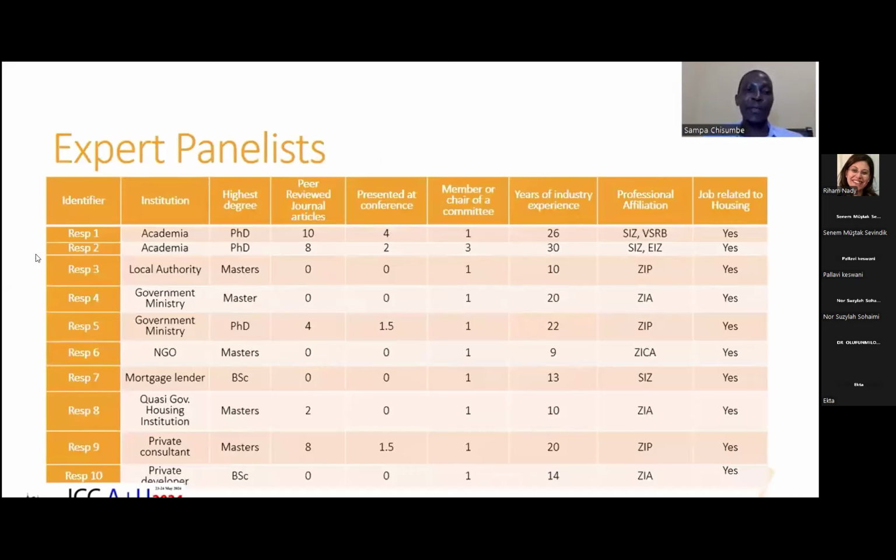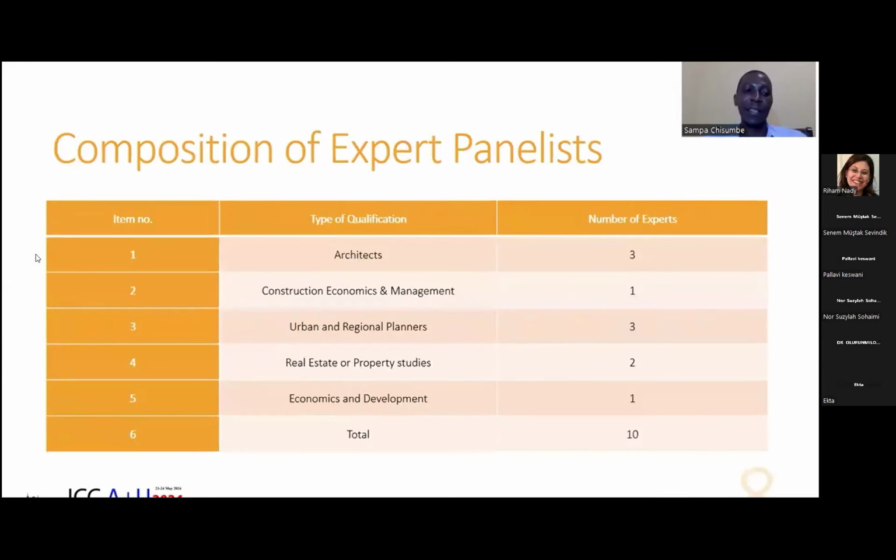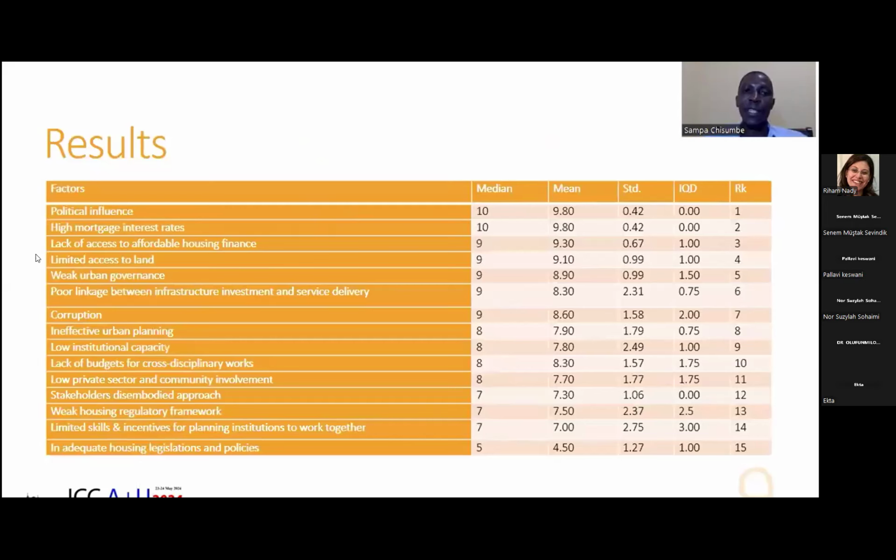We were able to identify 10 experts with representation from academia, the local government authority, the government ministries, the financiers, including the mortgage lenders, the non-government organizations, as well as the private sector. Most of the experts had qualifications allied to the built environment. We distributed the questionnaires over two iterative rounds, and after two rounds, we were able to achieve consensus on most of the items based on the IQD values.